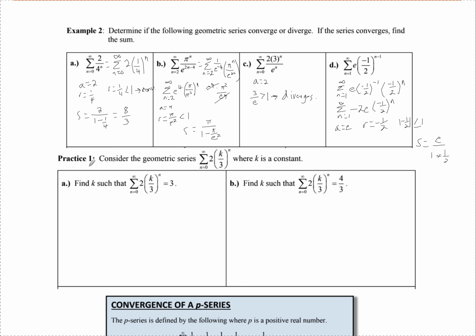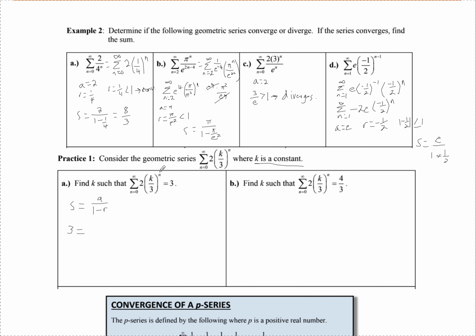All right, what I would like you to do is I want to do A for you, then I want you to try part B and see if you can do it too. Consider the geometric series. K is some constant number. We want to find K such that this sum equals 3. Well, it's a geometric series, so we're dealing with our sum formula, which looks like this, right? A over 1 minus r. We know that the sum is 3. Can we figure out what A is?